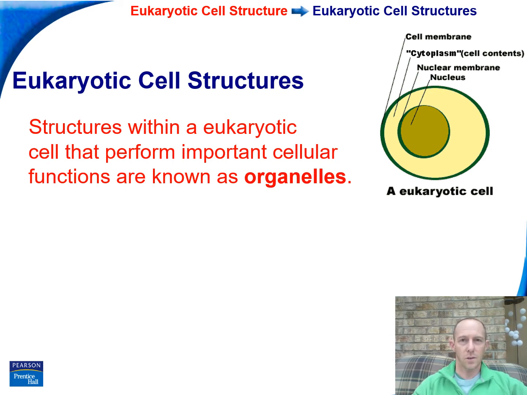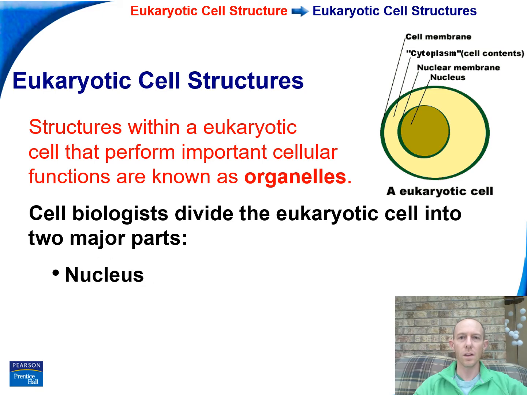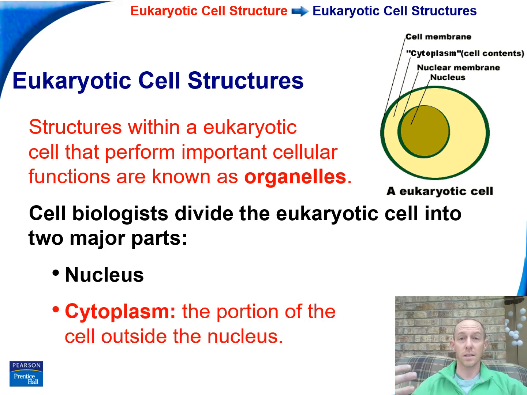So number 2 says eukaryotic cells are divided into 2 parts. So we've got the nucleus. More on that in a second. See number 3 in your notes. We also have what is the rest of the cell, which we call the cytoplasm. So anything outside of the nucleus falls in something called the cytoplasm. That's where all our other organelles are going to be.